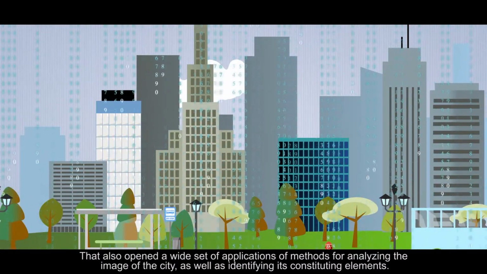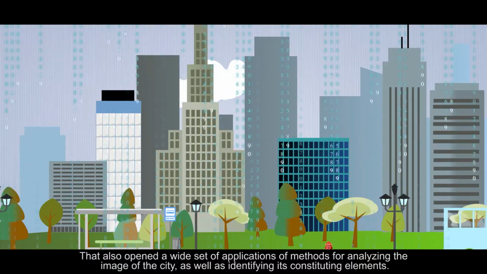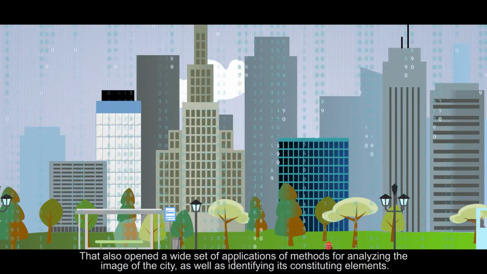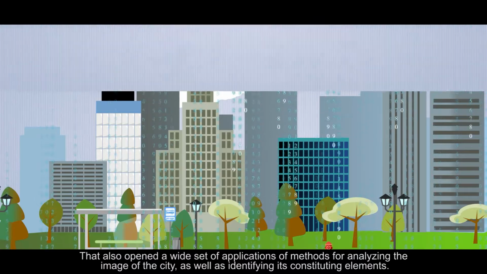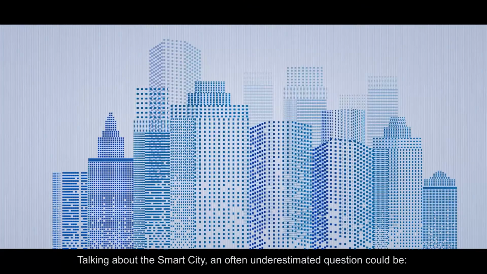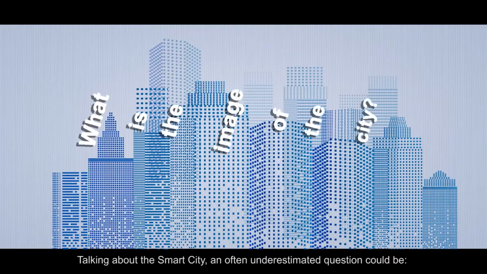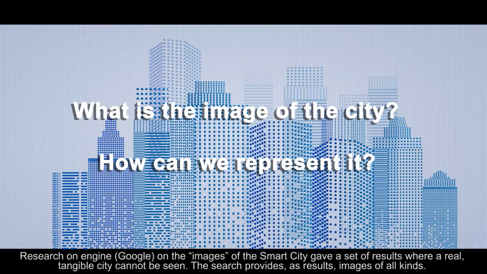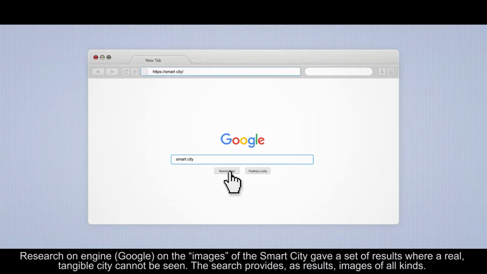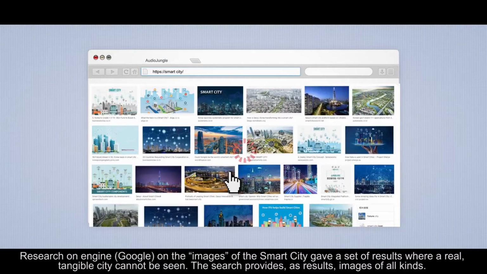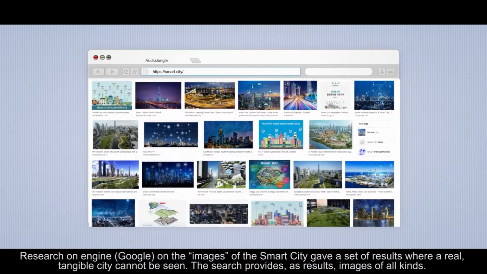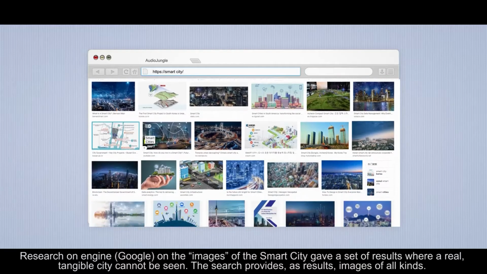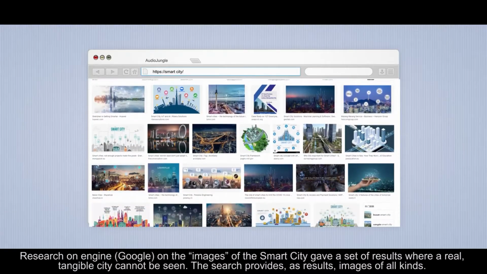That also opened a wide set of applications of methods for analyzing the image of the city, as well as identifying its constituting elements. Talking about the smart city, an often underestimated question could be: what is the image of the city, and how can we represent it? Research on the images of the smart city gave a set of results where a real, tangible city cannot be seen. The search provides, as results, images of all kinds.